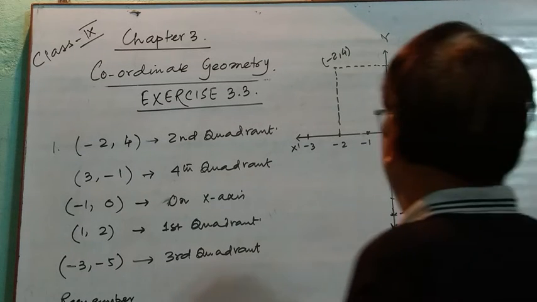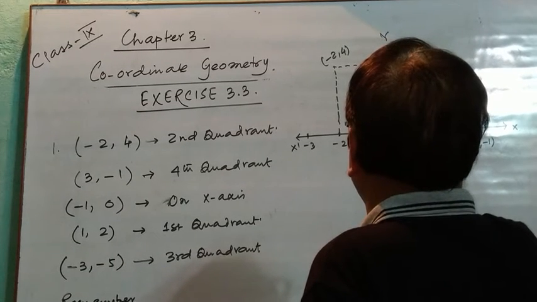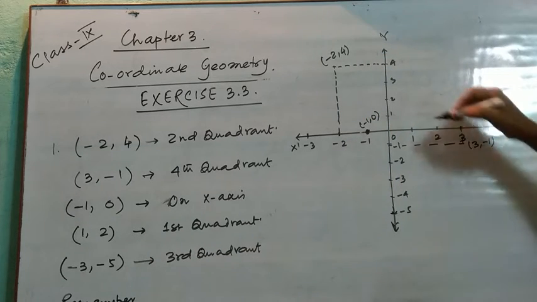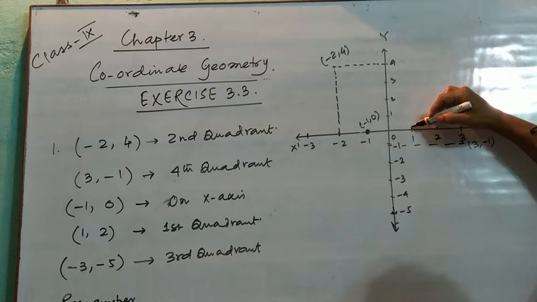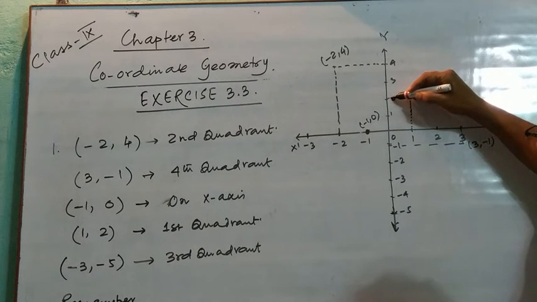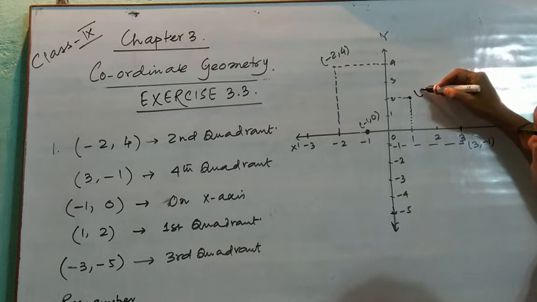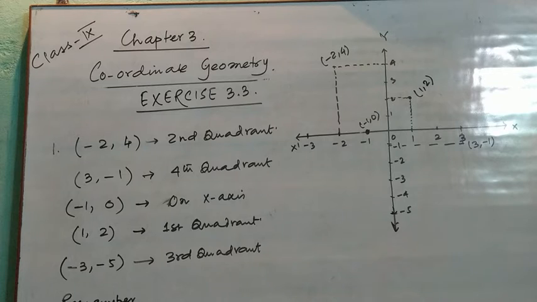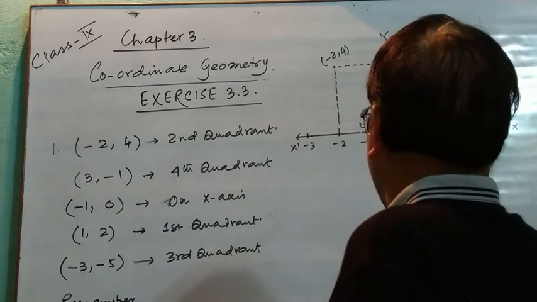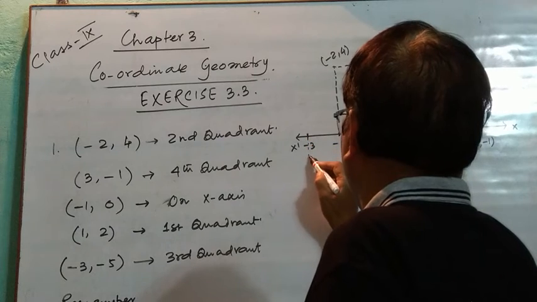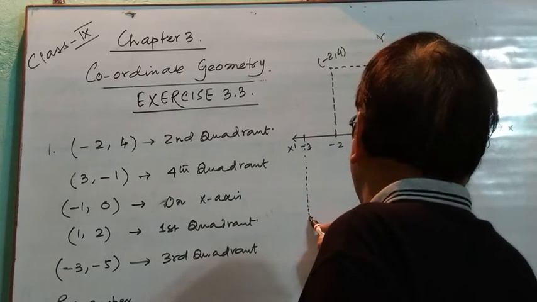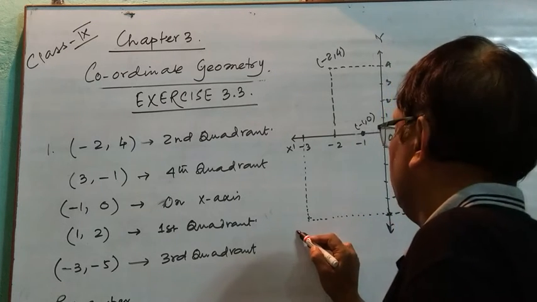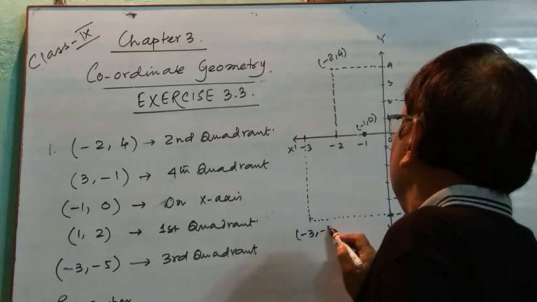Minus 1, 0, this is the point minus 1, 0. It lies on the x-axis only. Then 1, 2: this is 1, and from 2 on the y-axis, this point is 1, 2, that is the first quadrant. And minus 3, minus 5: you will get n number of vertical lines and horizontal lines on your graph paper, and with the help of that we can easily plot minus 3, minus 5.